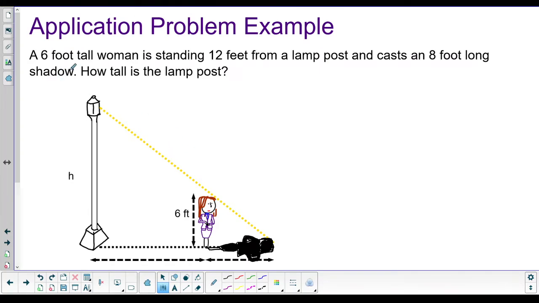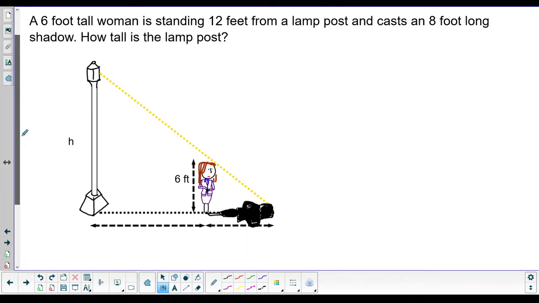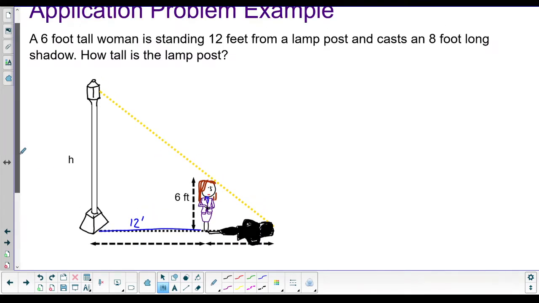So this says we have a 6-foot tall woman standing 12 feet from a lamp. So I'm going to go ahead and fill this in as 12 feet right there. Apostrophe means feet. So from here to the woman is 12 feet. And she casts an 8-foot long shadow. So this shadow right here, that's 8 feet. We want to know how tall is the lamppost. We're looking for that height.